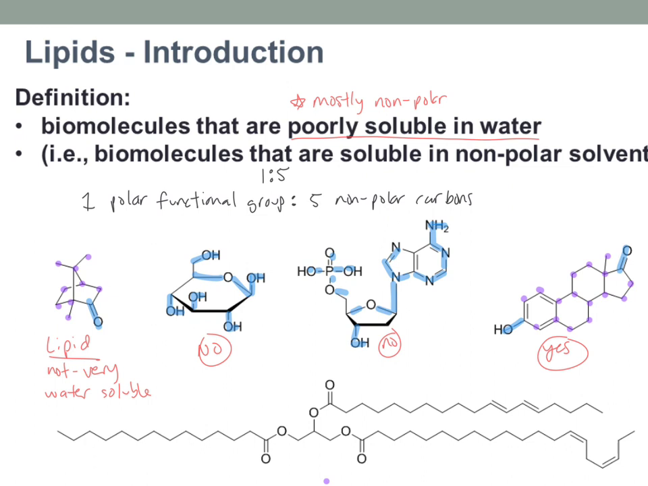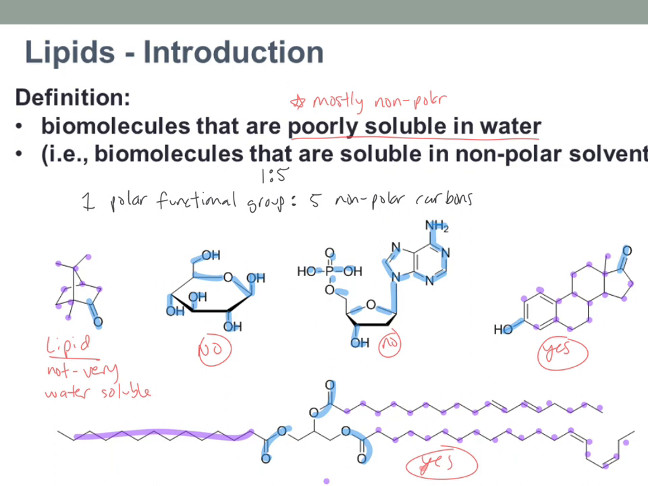And then lastly, down here, we have this big old biomolecule, where we have one polar functional group here, one here, and one here. And you can guess that we have way more than 15 nonpolar carbons. I have 1, 2, 3, 4, 5, 6, 7, 8, 9, 10, 11, 12, 13, 14, 15, 16. Already that's enough. 16 is too many, let alone 17 and on up. There's just so many nonpolar carbons that this molecule down here is also considered a lipid.